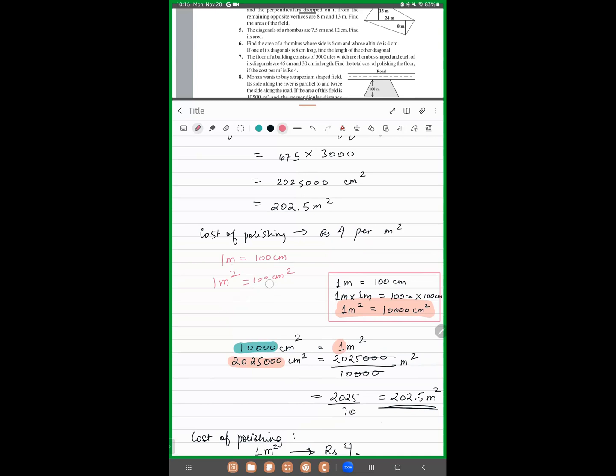You can't just put a square over here like this. You have to square both sides of the equation, the entire equation. So when you square the entire equation, it becomes 1 meter square is equal to 10,000 centimeters square. So that is how we get the conversion.